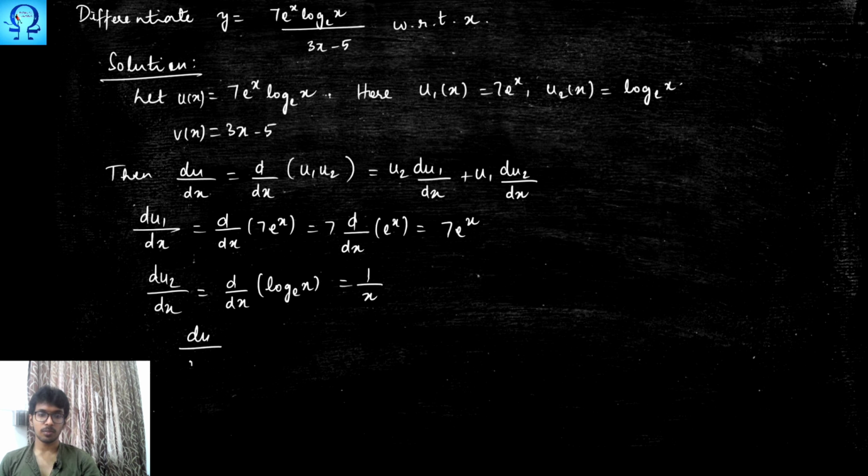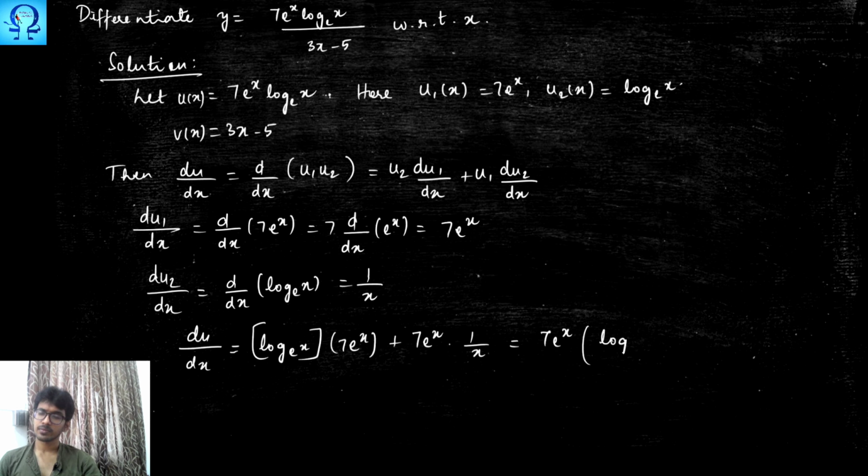So your du upon dx will be, first, log x times 7 e power x plus u1, that is 7 e power x, times 1 upon x. So this happens to be 7 e power x, you may take it common, times log x plus 1 upon x. Right? Now we'll have to find out dv.